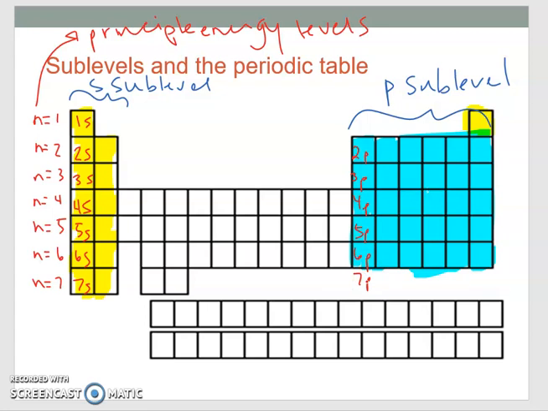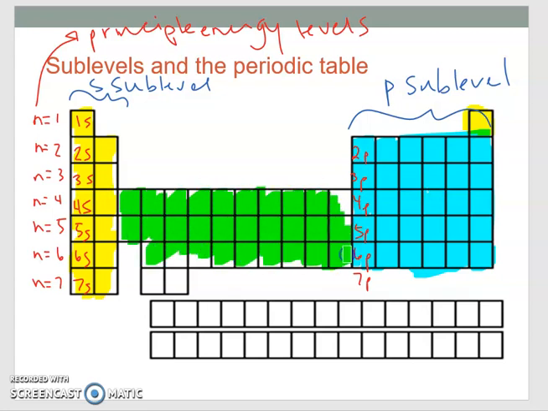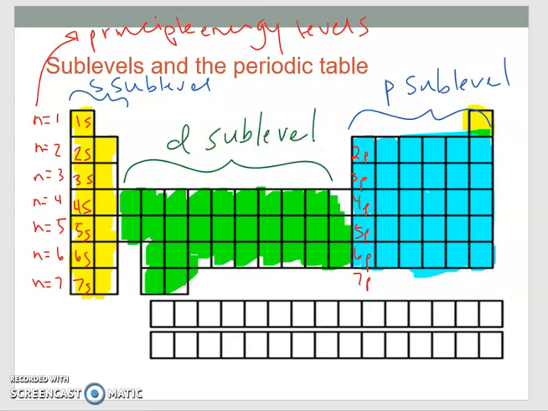Okay, now the D sublevel is going to be our transition metals. That would be everything that is in here, plus these last two, because they pulled them out from there. So this is going to be our D sublevel, which includes 10 elements across, or 10 electrons.